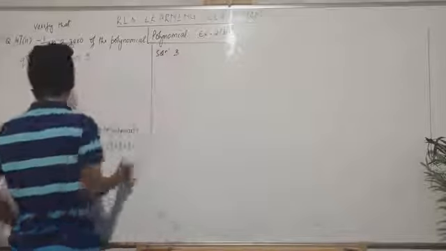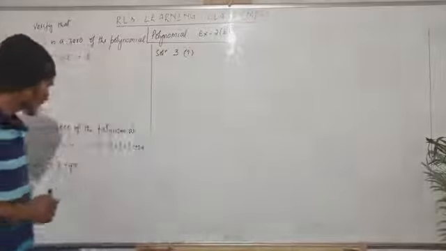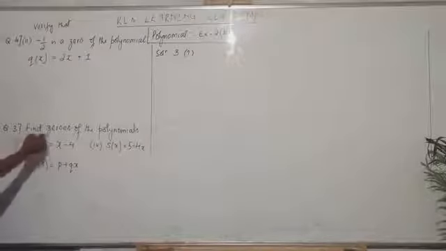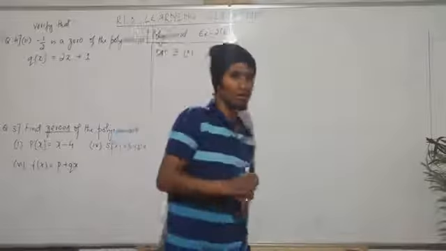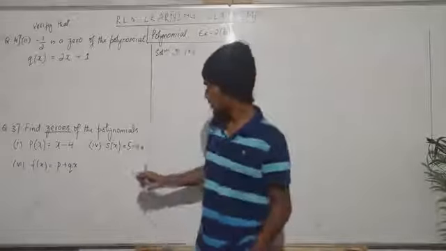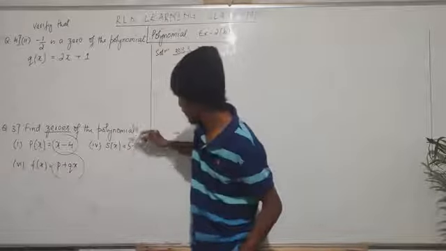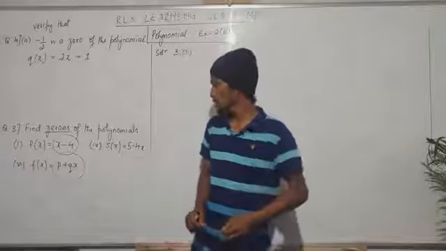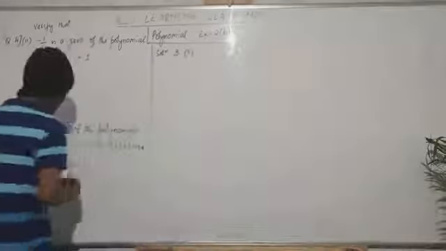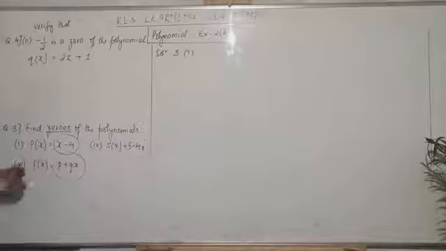Solution to question number 3.1. Before we solve this question, let me explain what this means. Find the zeros of the polynomial. Zeros means the solution of this question, or I can say it is the answer. Zeros mean whenever we substitute the value of x, we get P of x equal to 0. That's the meaning of zeros.